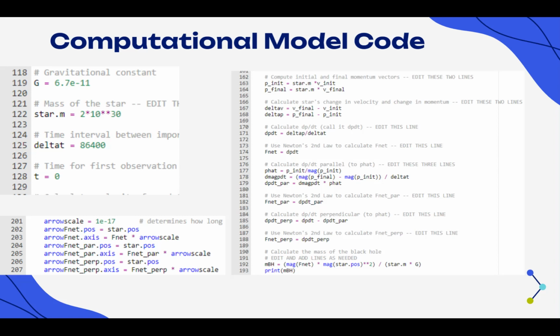After that, I calculated dp over dt parallel. p hat is equal to initial momentum over the magnitude of initial momentum. Then, I subtracted the magnitude of the initial momentum from that of the final momentum and divided the answer by delta t. dp dt parallel was found by multiplying this answer by p hat. F net parallel is equal to dp dt parallel, again because of Newton's second law. F net perpendicular was found by simply subtracting F net parallel from the overall net force. And lastly, the mass of the black hole was calculated using the formula for the law of gravitation and all the found values.